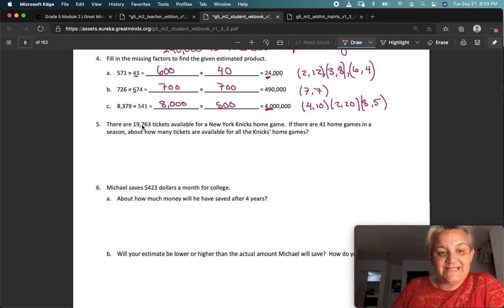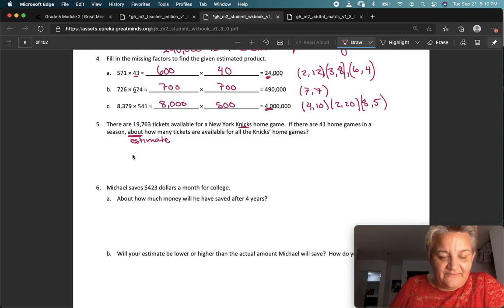Number 5. There are 19,763 tickets available for a New York Knicks home game. So that's a basketball team in New York, the Knickerbockers. And if there are 41 home games in a season, about, that means estimate, about how many tickets are available for all the Knicks home games.